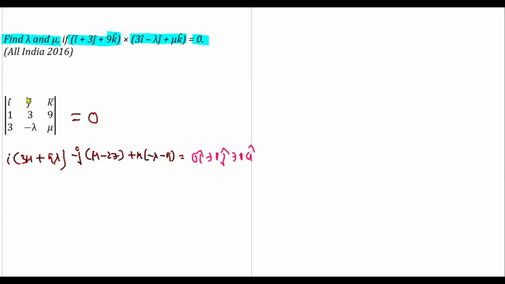Now comparing the LHS and RHS, we can see that the coefficient of i on the left hand side is equal to 0. Now if I take this minus sign inside, it is minus nu plus 27 equals 0. So from here I can see what I'm getting for nu. Nu comes out to be, no, it's positive 27 here.